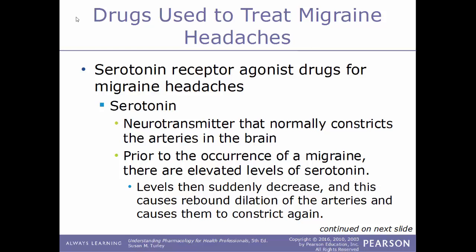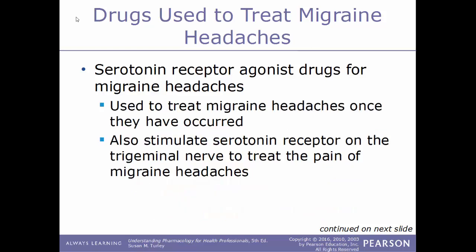Now, serotonin is a neurotransmitter that normally constricts the arteries in the brain. So prior to the occurrence of a migraine, there are elevated levels of serotonin. Then levels will suddenly decrease, and this causes a rebound dilation of the arteries, which causes them to constrict again. This type of drug is used to treat migraine headaches once they've already occurred. These also stimulate serotonin receptors on the trigeminal nerve to treat the pain of migraine headaches.